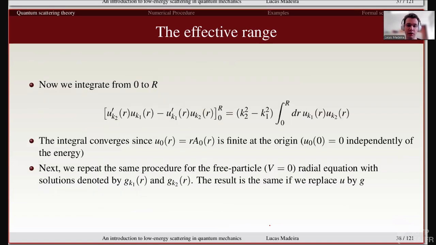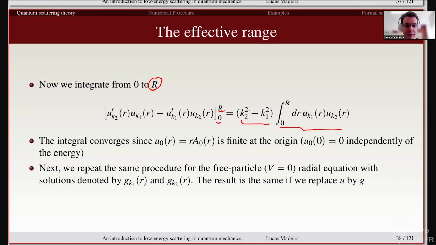Next, what can I do? I can integrate both sides of the equation from 0 to capital R. Remember that capital R is the range of our potential, okay? So on the left-hand side, I have the integral of the derivative. That's just the function evaluated at R equals 0 and R equals capital R. And then on the right side, I do have this integral that I have to do. And of course, the energy of the particles doesn't depend on R. I can take it out of the integral.